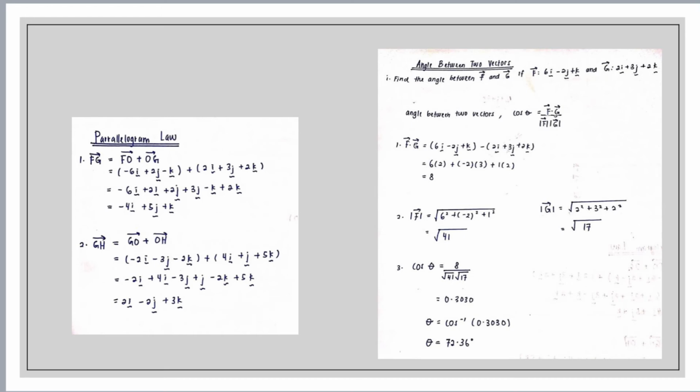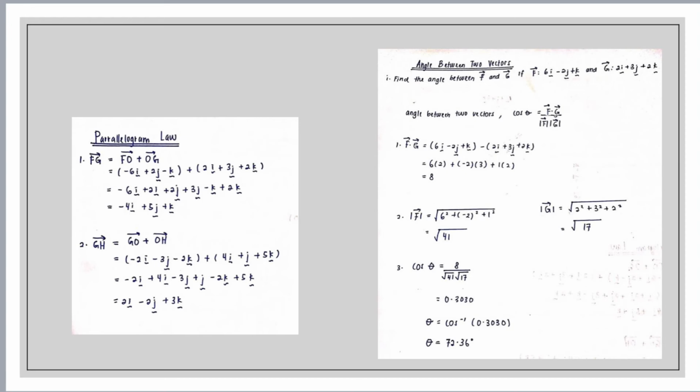In this second slide of mine, I'm going to talk about the parallelogram law, and this calculation is based on our project. First of all, we need to find FG, which means FO plus OG, and the final answer will be negative 4i plus 5j plus k. And the second step is we need to find GH, and GH equals GO plus OH, and the final answer will be 2i minus 2j plus 3k.